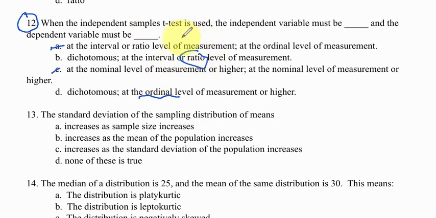So remember this. Independent t-test has two groups. That's your IV. Even though it's got two groups, it's one IV. It's a grouping IV. So one IV with two groups, and the DV has to be continuous or ratio or scale.